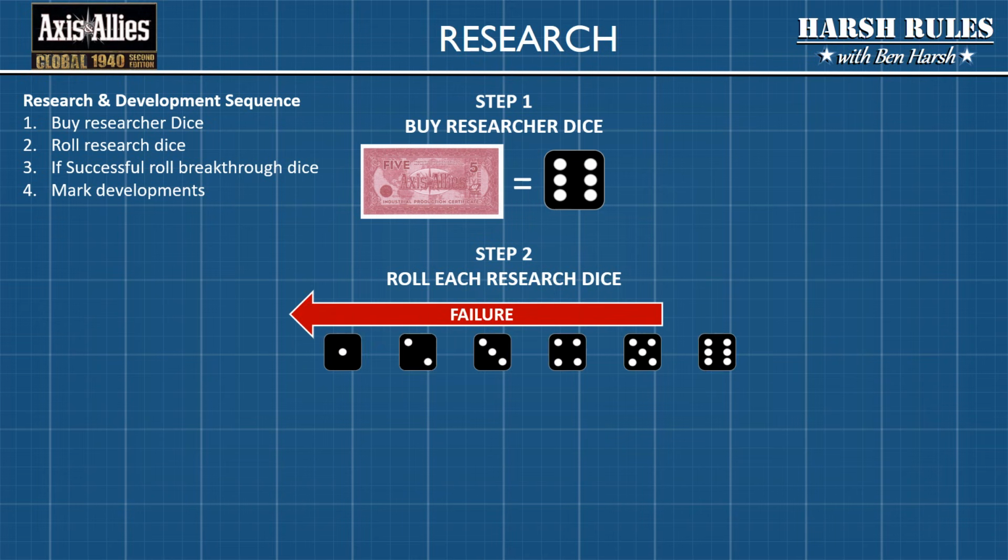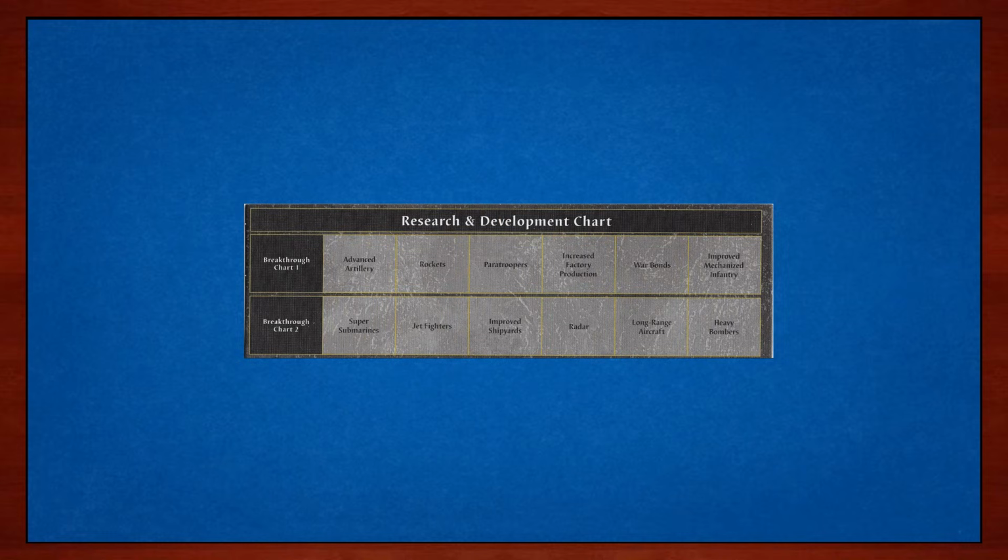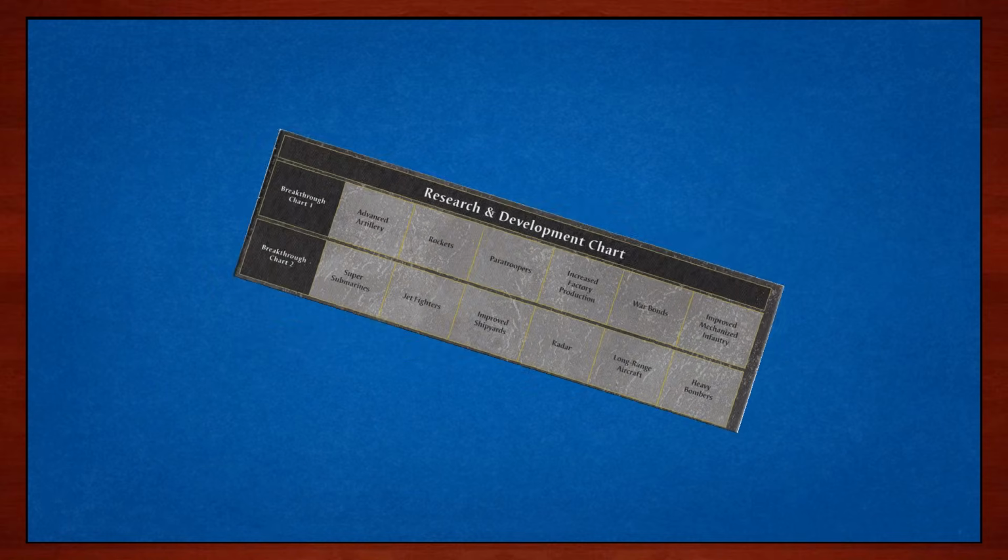If the roll is 5 or less, the researchers fail to make a scientific breakthrough. However, if the die roll is a 6, a scientific breakthrough is made. The player will then proceed to Step 3, rolling the breakthrough dice and see what they've discovered. The player can then decide which breakthrough chart he or she wants to roll a die on to see which scientific breakthrough they made.